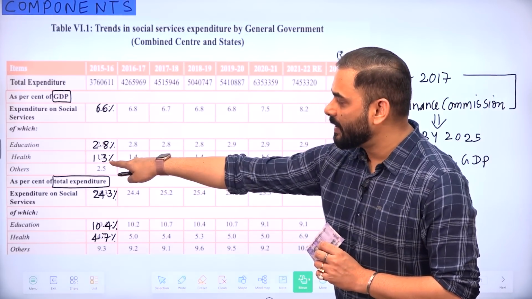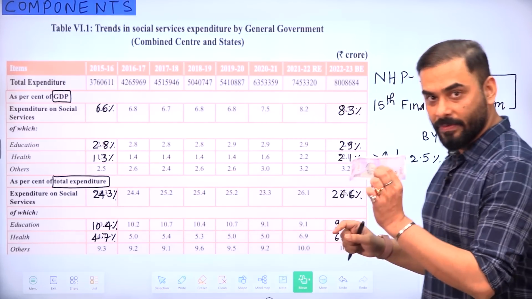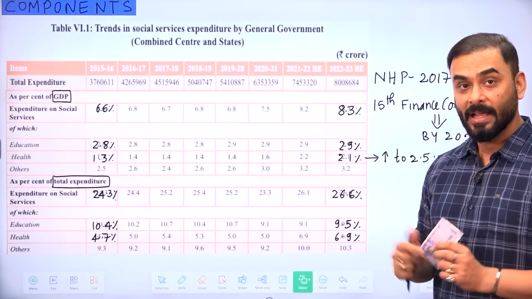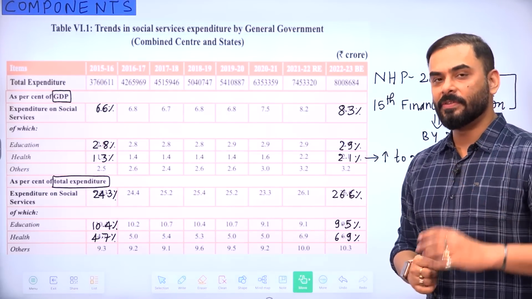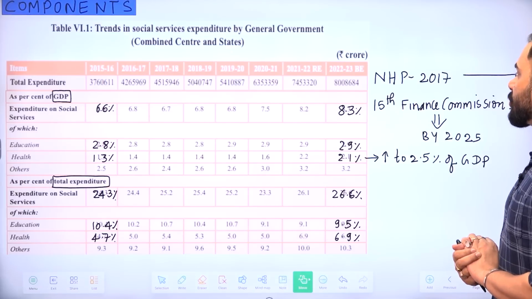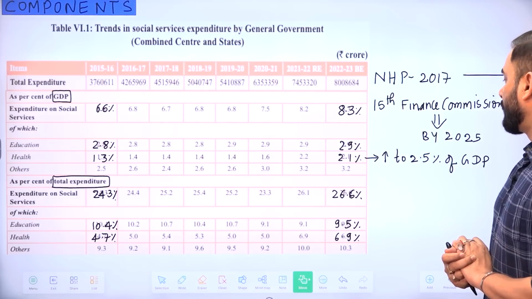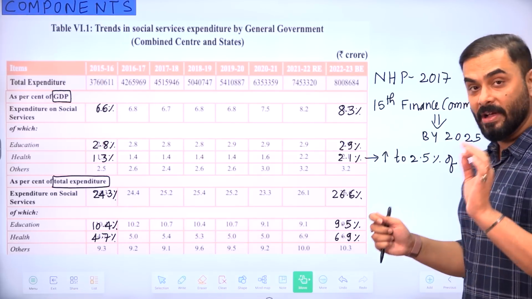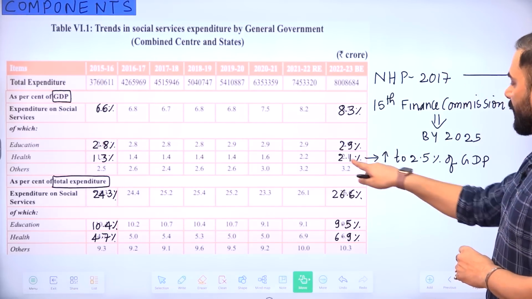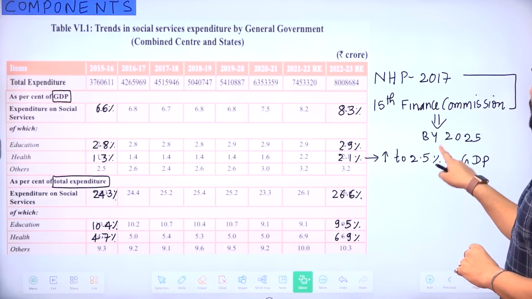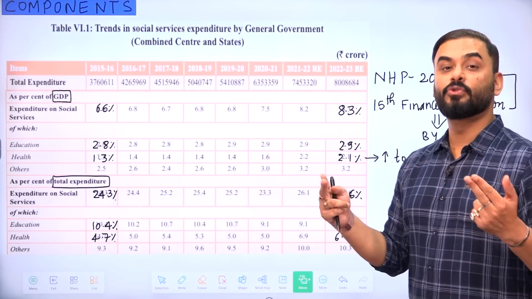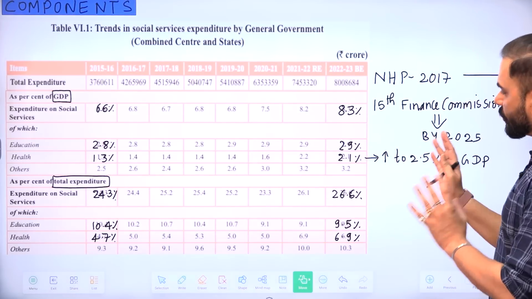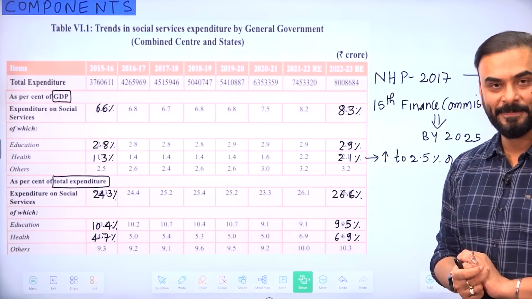In health, we were spending 1.3% earlier out of our national income, currently 2.1. But this 2.1 is also not sufficient, because National Health Policy 2017 and 15th Finance Commission have said that India should spend at least 2.5% of its GDP on health. Currently it's 2.1, and by 2025 we have to achieve a target of 2.5%. Looks as if we can do that.